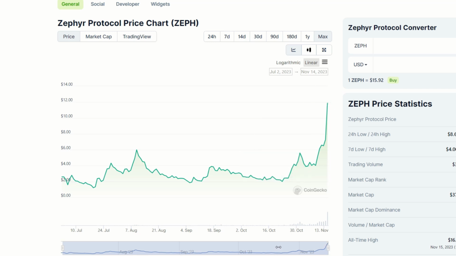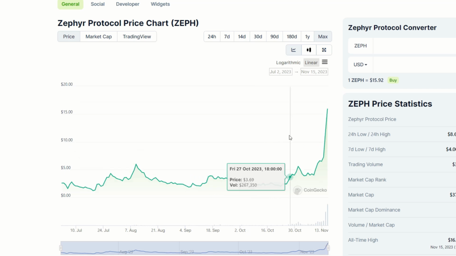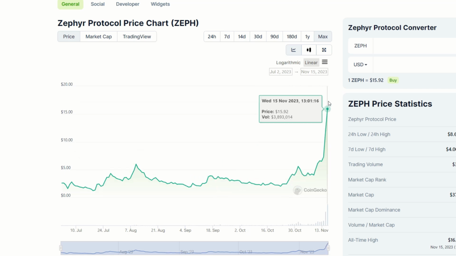Actually, it should be higher than that. It should be like 15 something. Let me just try to fix this max supply. What's going on here? There we go. So we actually saw a lightning shoot up recently of $15.92. We are 2 years away. So we're slightly early here on ZEPH.